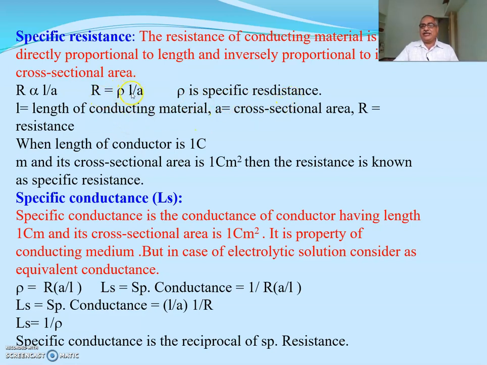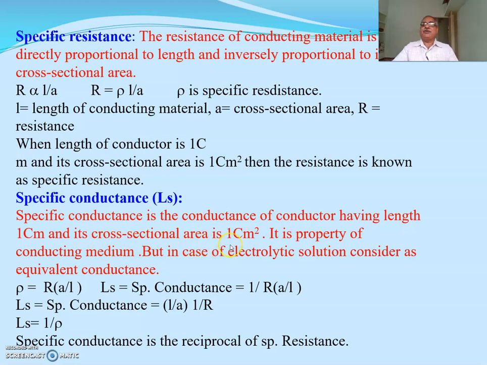Where L is the length of the conducting material and A is the cross-sectional area. Suppose this is a conducting material; this is its length and this is its cross-sectional area. When the length of the conductor is 1 centimeter and its cross-sectional area is 1 centimeter square, then the resistance is known as the specific resistance. Then, what is the meaning of specific conductance? It is denoted by L suffix S. Specific conductance is the conductance of a conductor having a length of 1 centimeter and a cross-sectional area of 1 centimeter square.